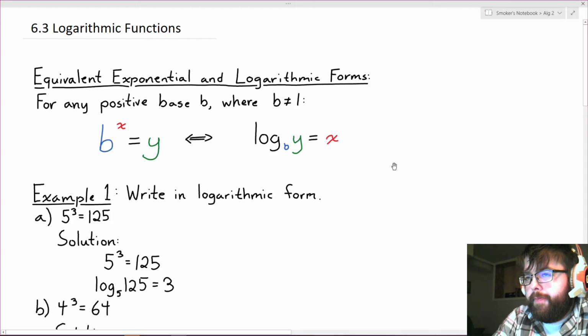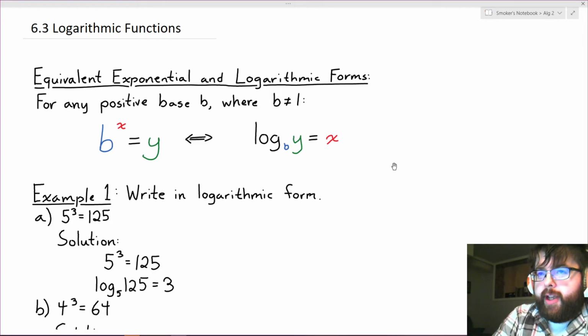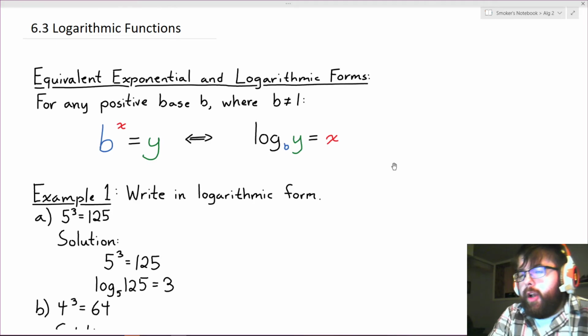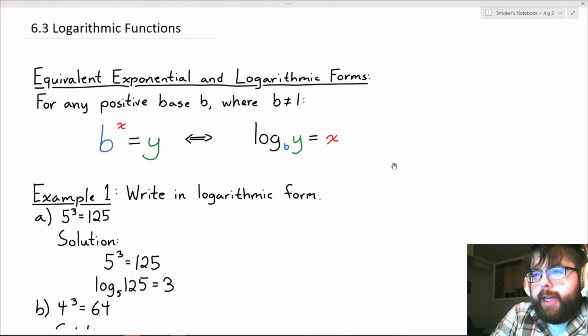Hello, Algebra 2. In this video, I'm going to discuss Chapter 6, Section 3, Logarithmic Functions. A logarithmic equation is a way of rewriting an exponential equation. At the top of the notes, you can see base b to the exponent of x is equal to a value y.